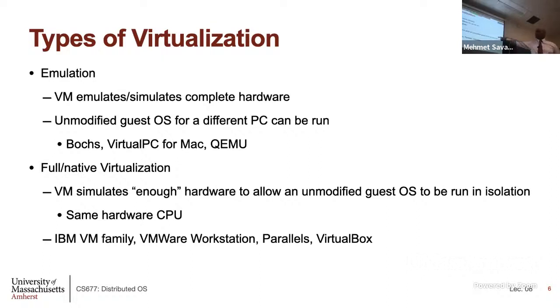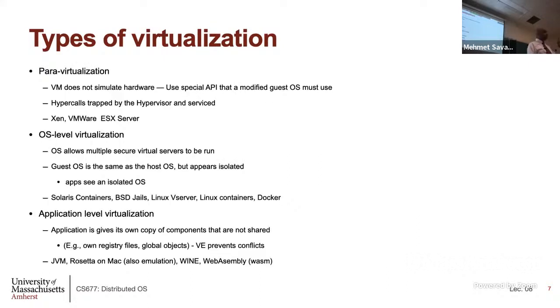There are again many pieces of software. There's one called Parallels that's available for the Mac. There's VirtualBox, which is open source, for older Macs. There's VMware Workstation and many others. I'm going to show you some examples in just a moment. But let's go through the list.